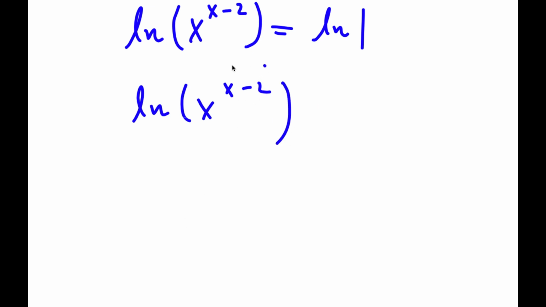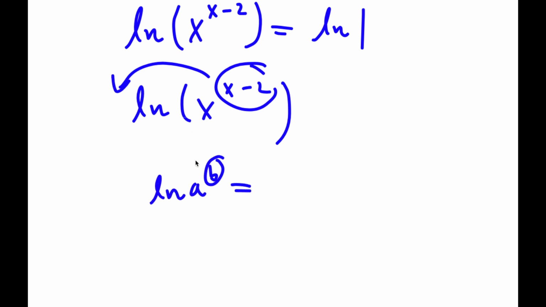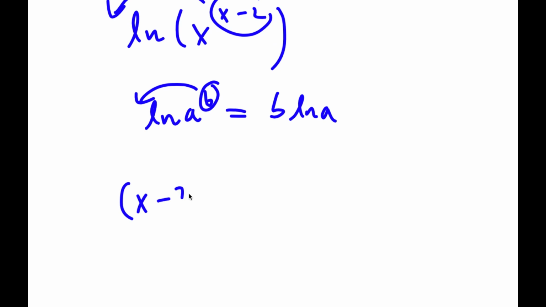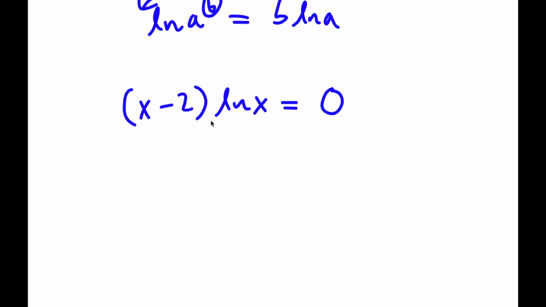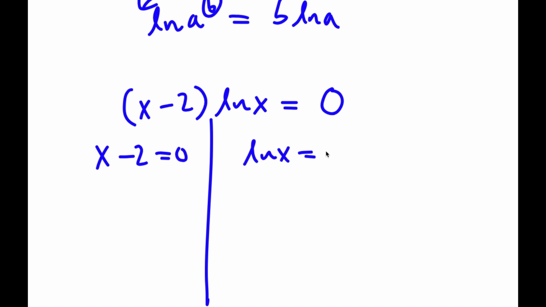Now I can actually move this to the front, because if I have something in the form ln a to the power of b, I can move b to the front. So this is going to equal b times ln a. So if I move x minus 2 to the front, I get x minus 2 times ln x is equal to 0. So now this gives me two equations. I have x minus 2 is equal to 0, and I have ln x is equal to 0.